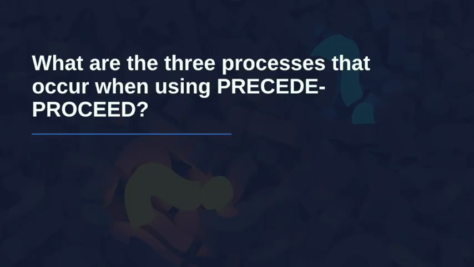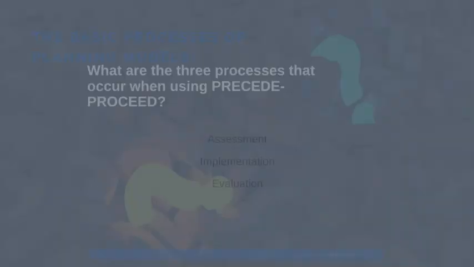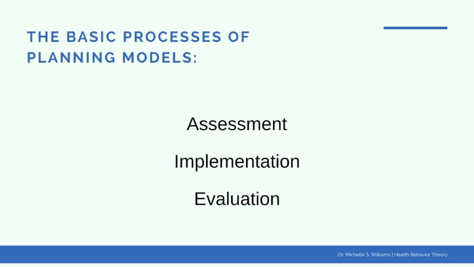What were the three overarching processes that occur when you use the Precede Proceed model? Hopefully you said something along these lines: assessment, implementation, and then evaluation. The first four phases all have to do with assessment. The fifth phase is implementation, and then the last three phases all have to do with evaluation.